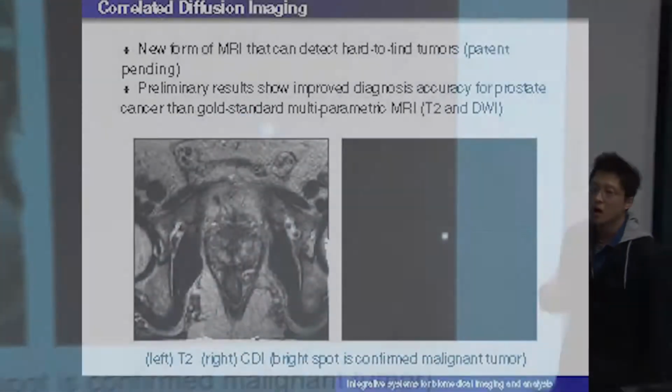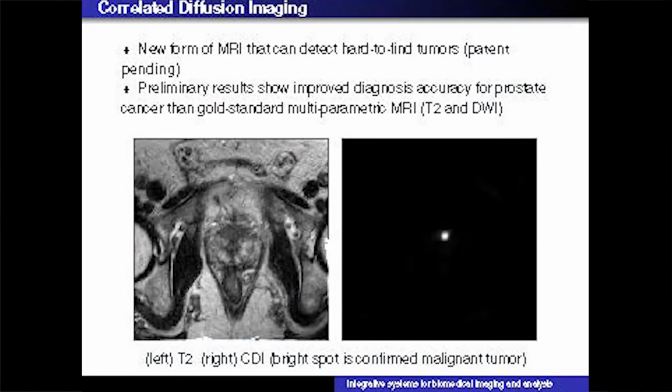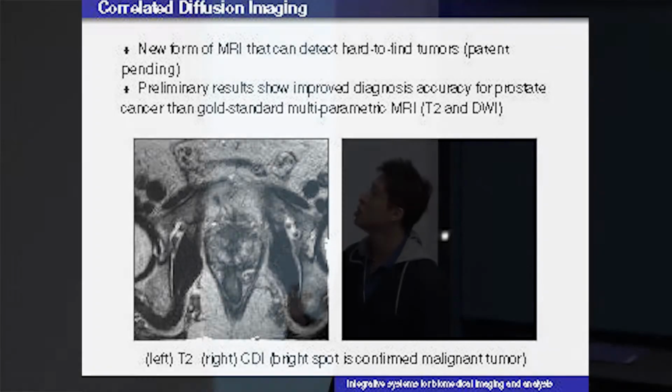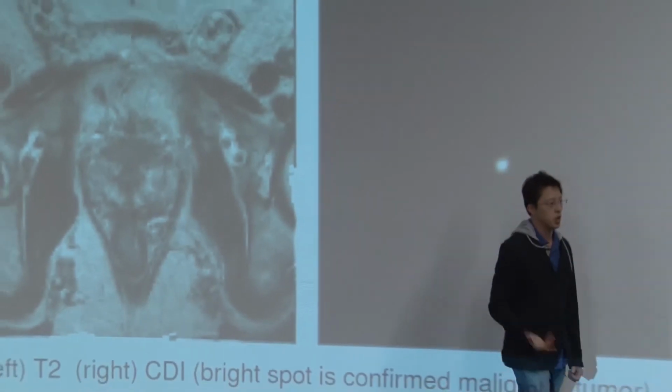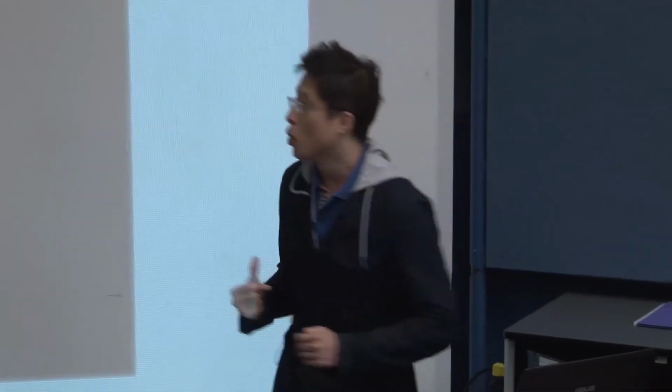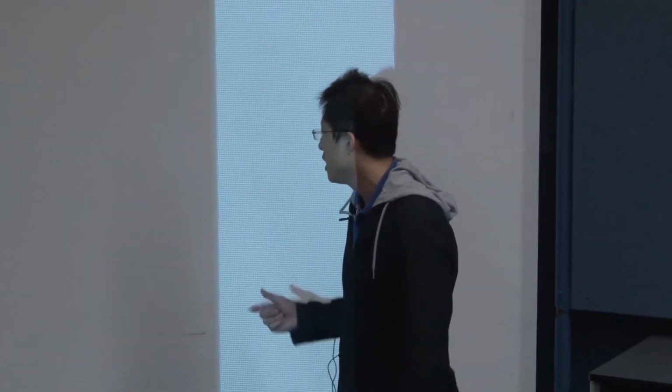The first one I'm going to talk about is correlated diffusion imaging that I've developed in collaboration with Sunnybrook. It's a new form of magnetic resonance imaging that allows you to detect hard to find tumors. As our previous speaker has talked about, this is a typical type of image that you see, and from this, you cannot possibly tell me where cancer is. By understanding tissue physiology, as well as working with clinicians to optimize protocols as well as software reconstruction methods, we can produce something like this. In this case, we have a bright spot that represents a confirmed malignant tumor.